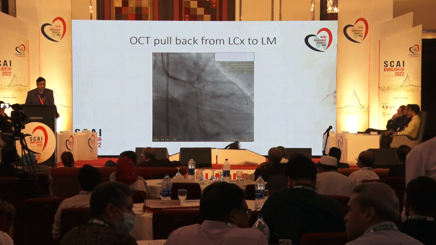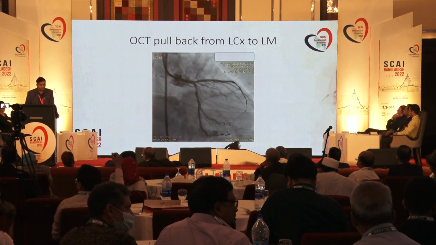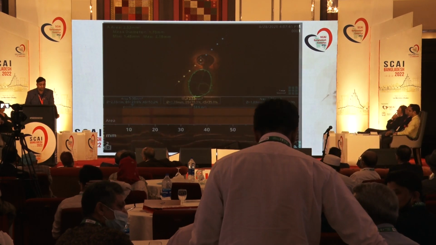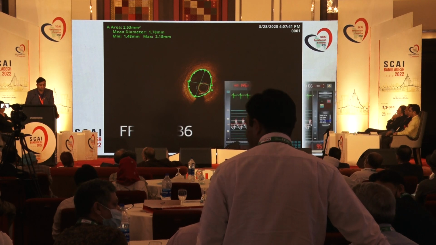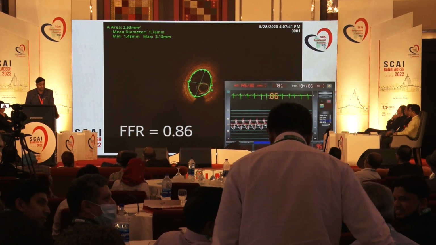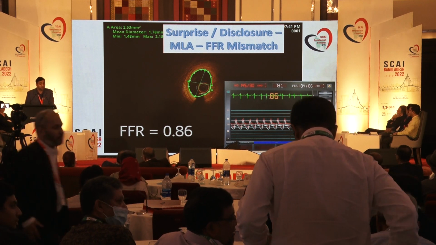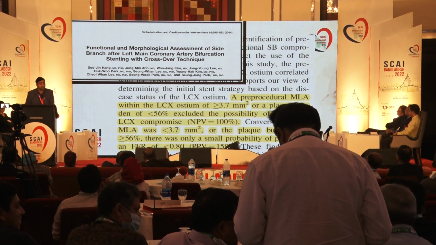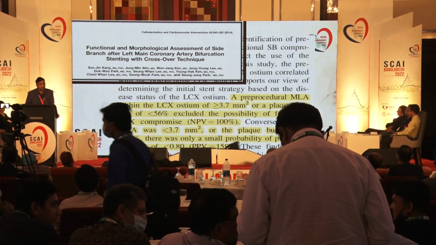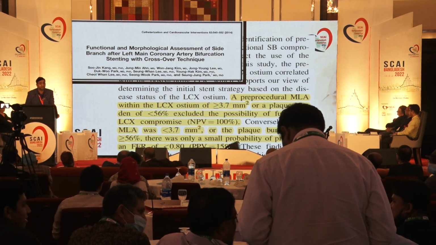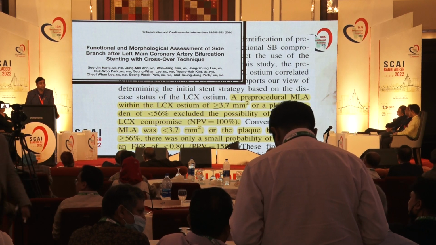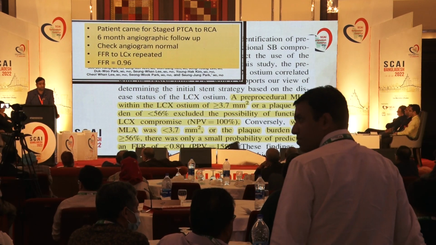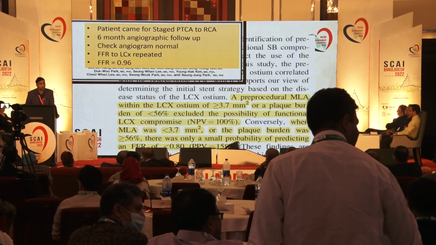And just to be more precise about what the ostial lesion at the ostial LCX would be, we took an OCT run pullback from LCX ostia back to left main and the MSA was 2.5 millimeters squared. But the FFR was negative. So the imaging actually was favoring the intervention, and according to the literature we have now, even if we have an MLA of less than 3.7 millimeters squared, it does not predict an FFR of less than 0.80, and the positive predictive value is only 15%. And this patient was followed up at 6 months and the FFR at that time was 0.96 for LCX.